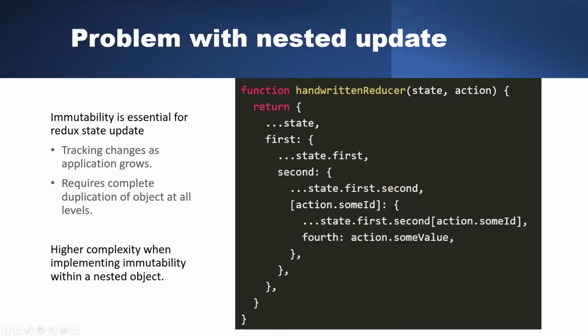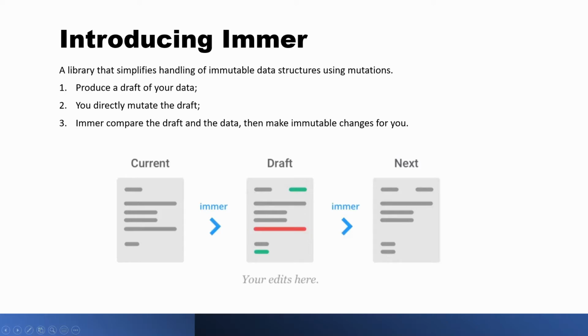The Redux team has a new solution to solve this problem, and it is called Immer. Immer is a library that simplifies the handling of immutable data structures using mutations. The reason it has the power to do this is because of what's called a draft state. Immer uses a draft state in between the current copy and the next copy to make sure that whatever mutations you make to the draft copy are transformed into immutable changes in the next copy.